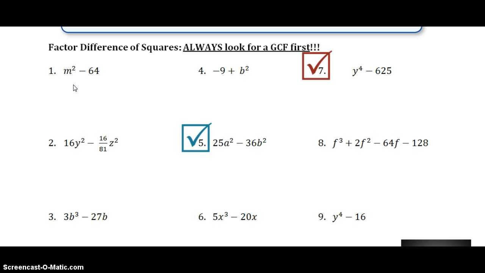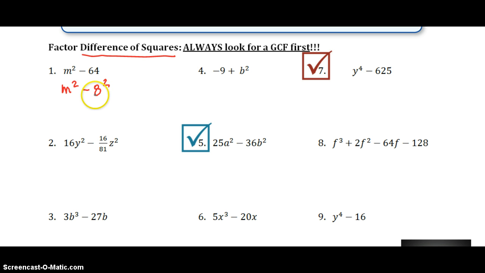The whole section here is called a difference of squares. Whoops, need the pen. Difference of squares. So if you'll notice, we have a difference problem, a subtraction problem. m is being squared and 64. What number squared is 64? 8. So it's a difference of squares.